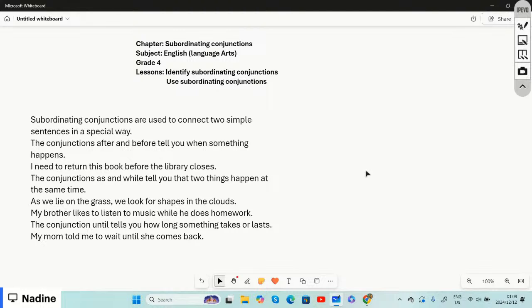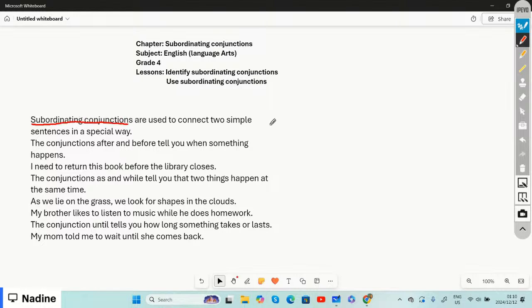All right. So when it comes to subordinating conjunctions, remember in our previous lesson we did coordinating conjunctions, and I said that there are different types of conjunctions, and we need to know the difference between them. So today we're doing subordinating conjunctions. A subordinating conjunction is used to connect two simple sentences in a special way.